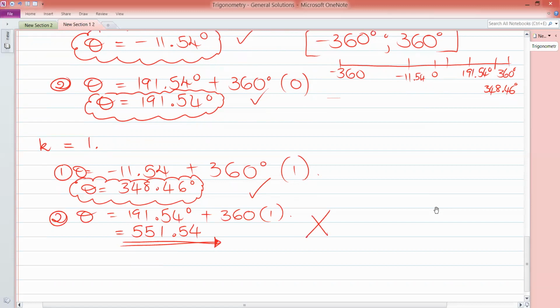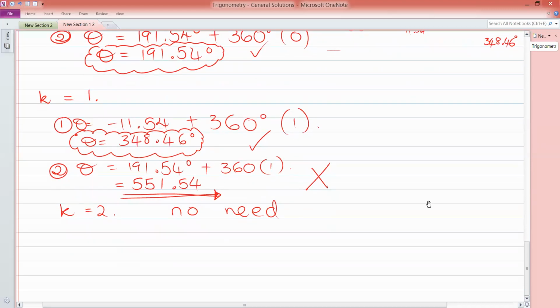Does it make sense for me to go and try k equals 2 here? If I try k equals 2, are any of my values going to be in the interval? No. Perfect. No need to try k equals 2. Since we've tried k equals 0, we've tried k equals 1, there's no need to try k equals 2. But we can try k equals negative 1. Let's go ahead and do that.